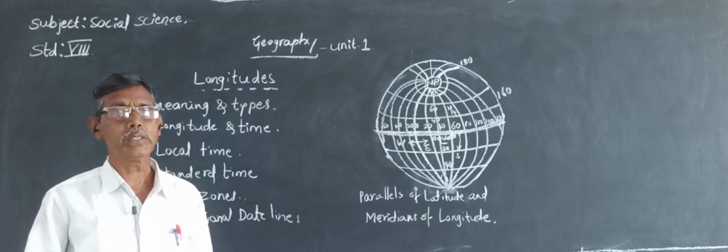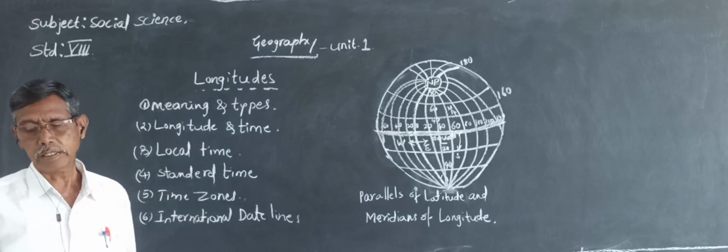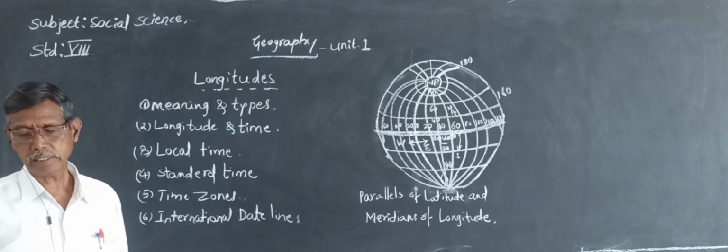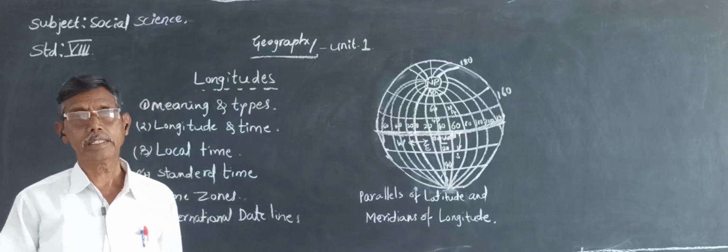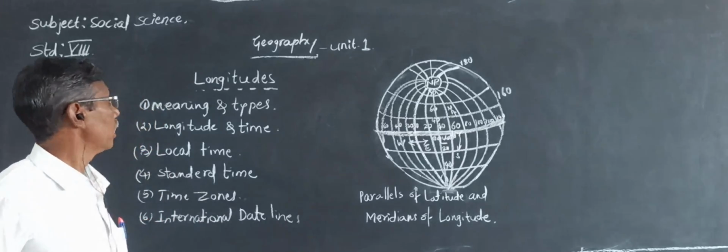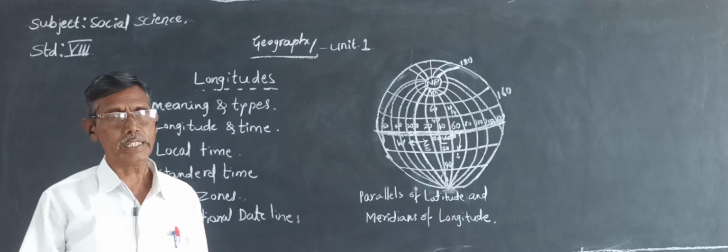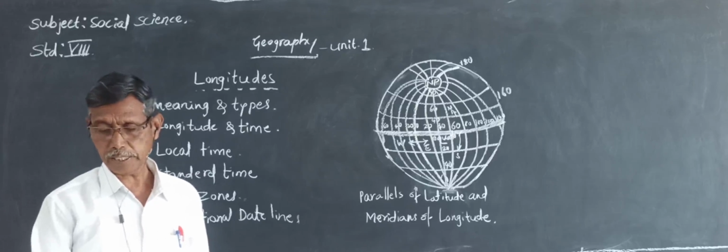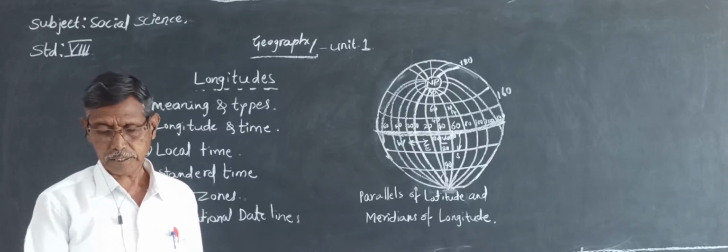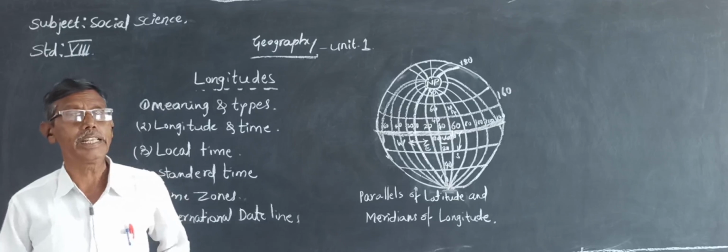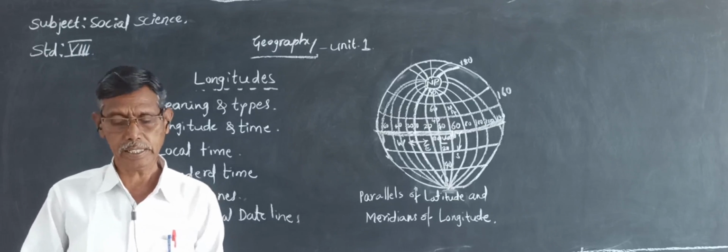Yesterday we studied about the Earth, our living planet. There, we studied the size of the Earth and about the latitudes. We have studied about the important latitudes of the Earth. Here, the 0 degree latitude, that is the equator.